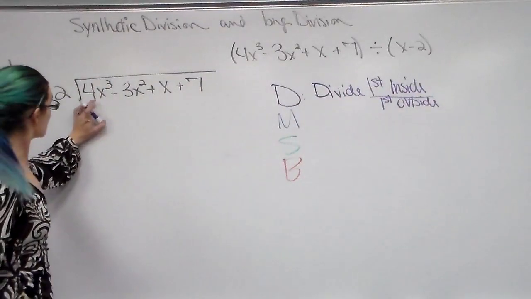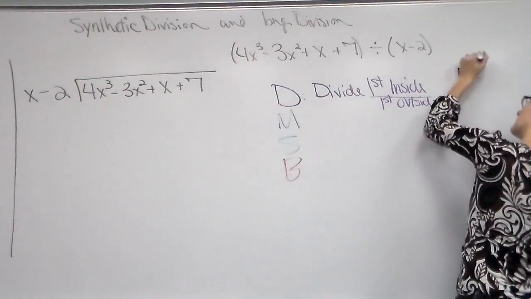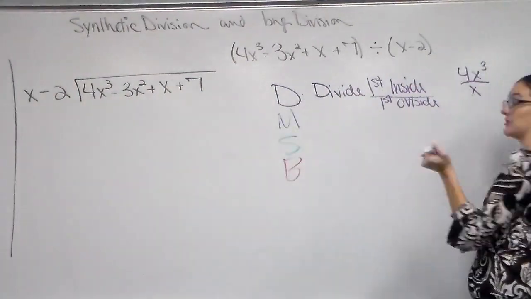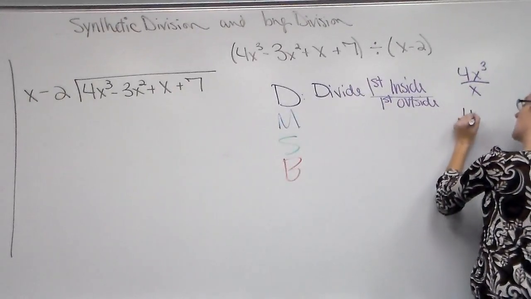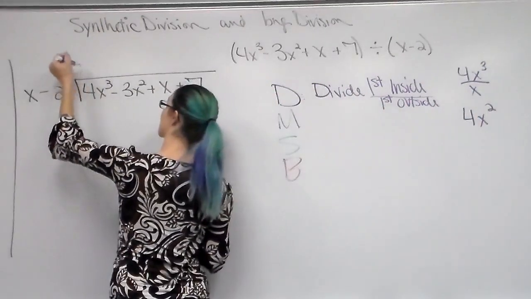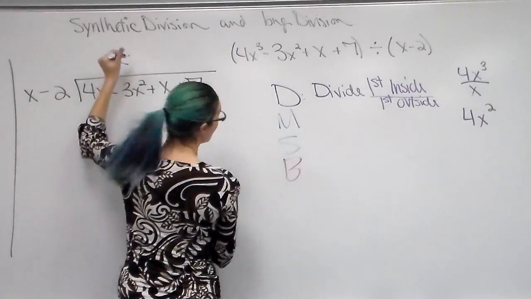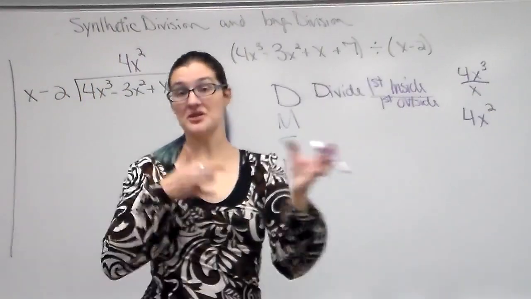So over here, my first term inside is 4x cubed, divided by the first term outside, plain old x. 4x cubed divided by x, that would be 4x squared. So 4x squared is going to come up here. You could put it first or you could line it up. Some people really like them lined up above the exponents. It really doesn't matter because your answer is not its placement.